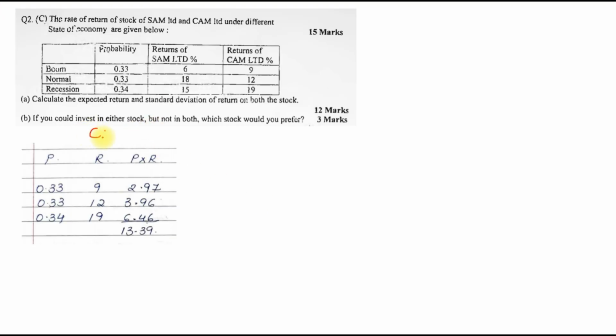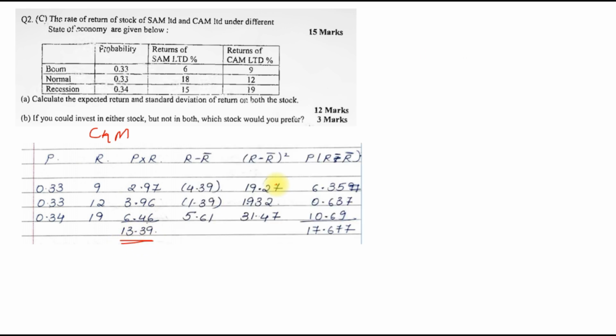Okay, again same logic. First we'll take the probability, that is 0.33, 0.33, 0.34. Returns are 9, 12 and 19. We multiply, we get 13.39 as our expected return. So remember, as per expected return, CAM Limited has more. That was 13.02, this is 13.39.